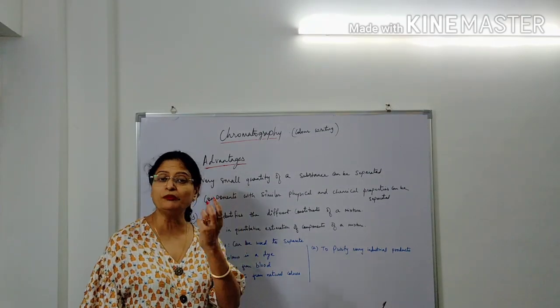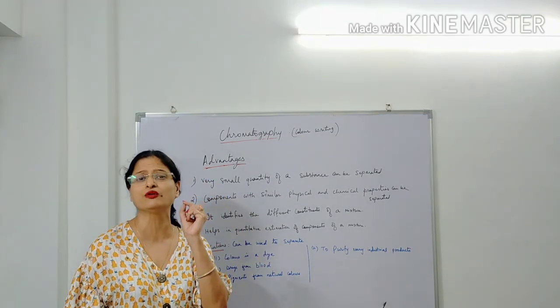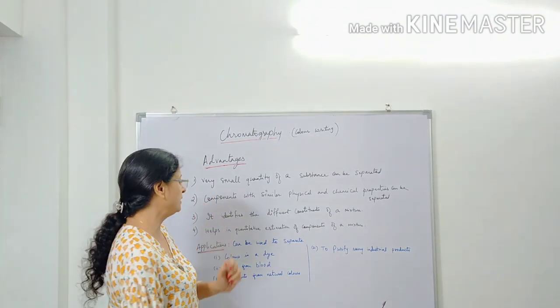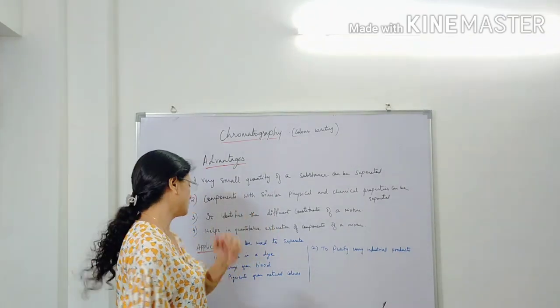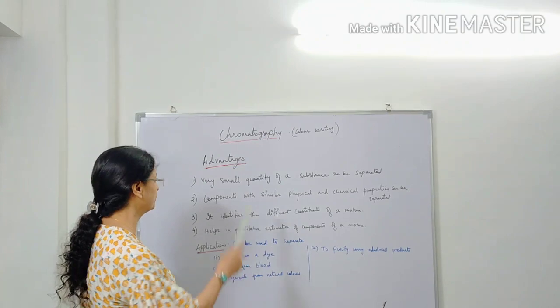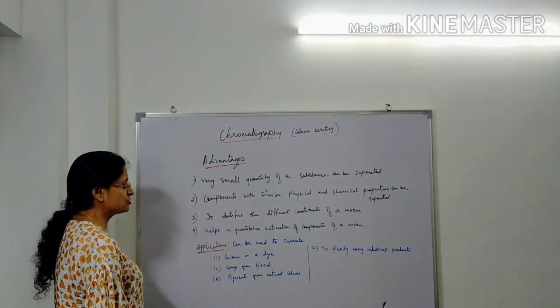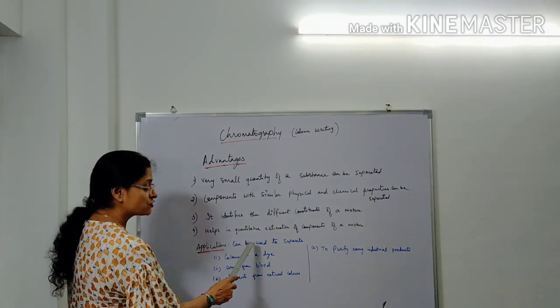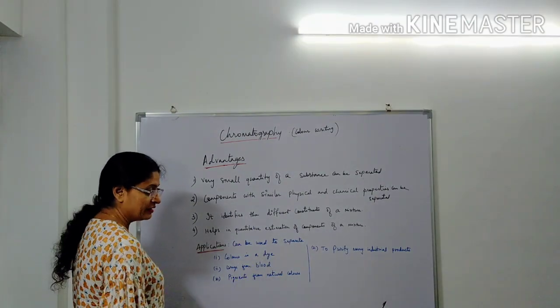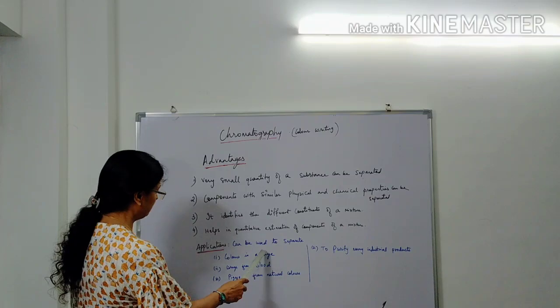So although your mixture may contain very little of some components, even such a small amount of a component can be estimated, can be found out. Basically, chromatography is the latest technology that we are following. Applications of chromatography: it has many applications. It can be used to separate colors in a dye. A dye may have different colors, so they can be separated.